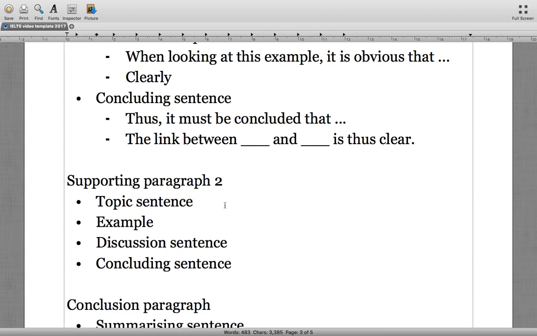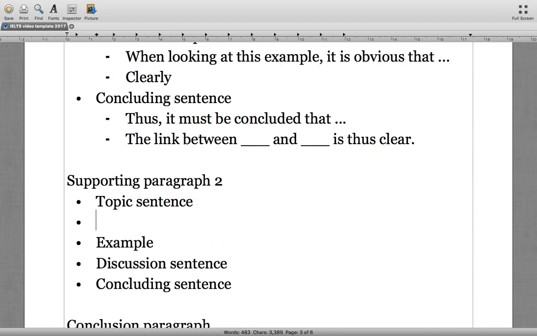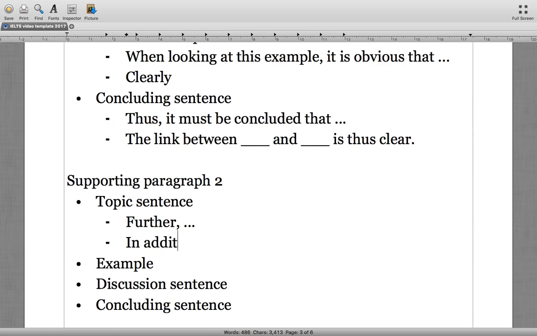So for the topic sentence, it sort of depends on what your purpose is. If you're carrying on with the same sort of momentum, if you're sharing an additional point that supports your thesis, then you might start with something like further, comma, and then carry on like that. Or in addition to this, comma, and carry on.